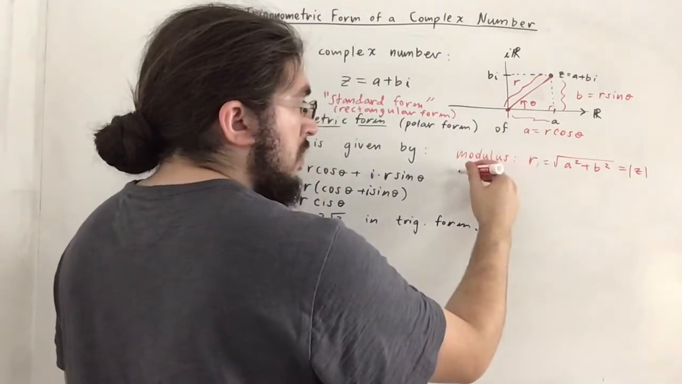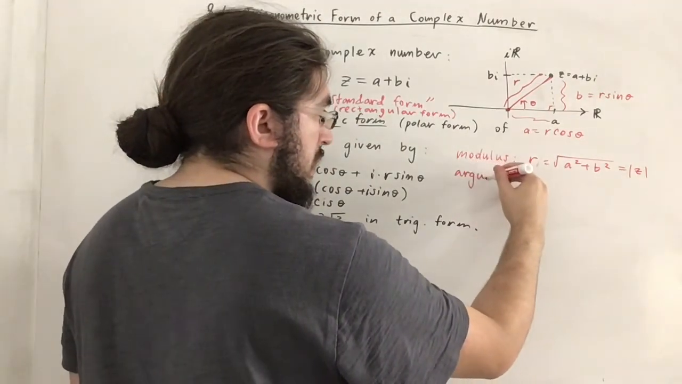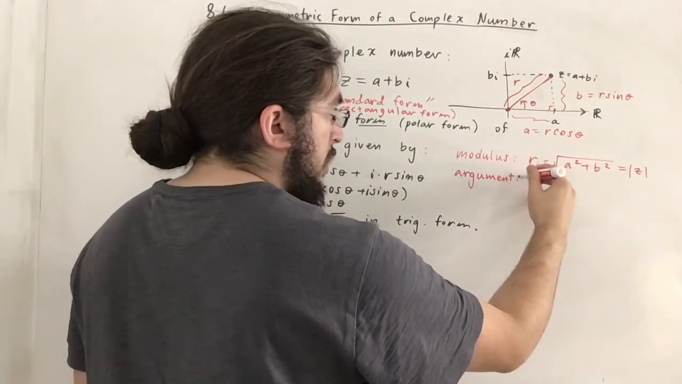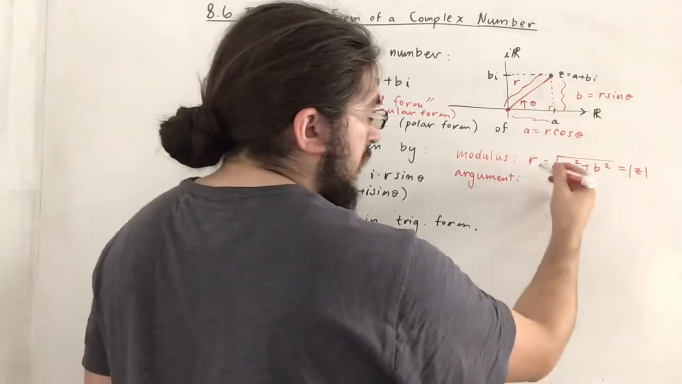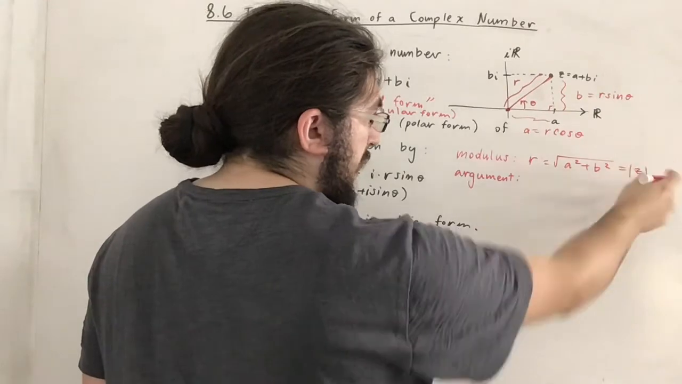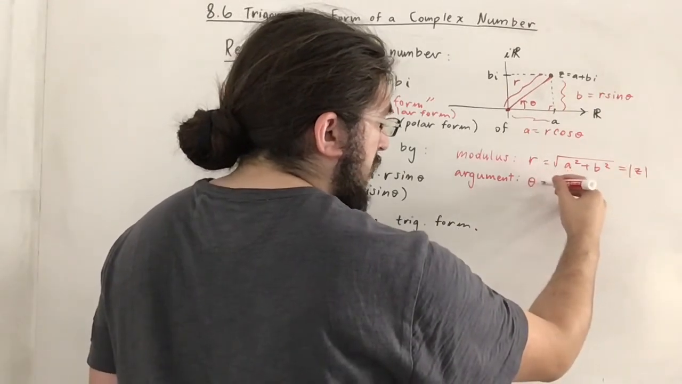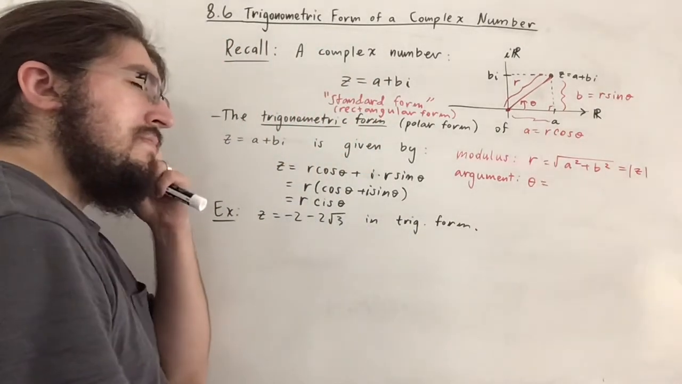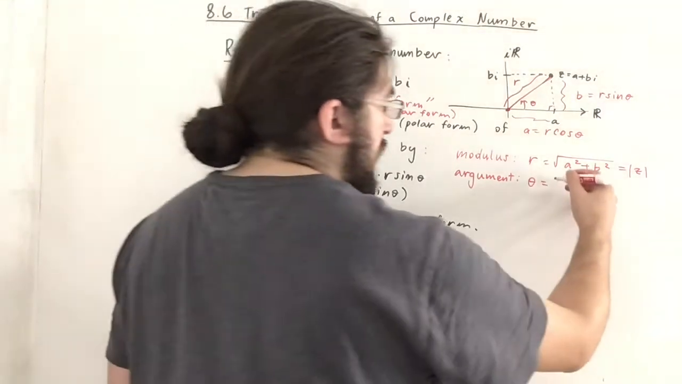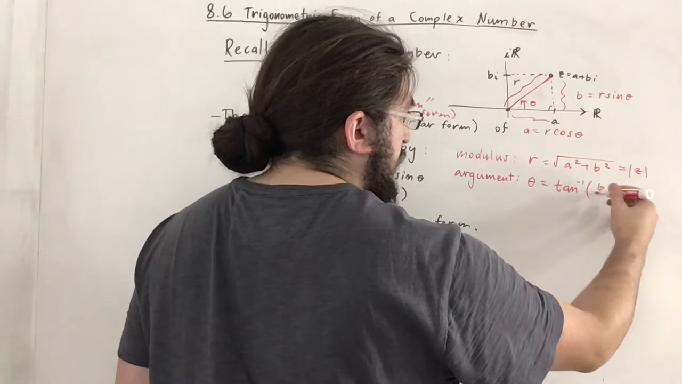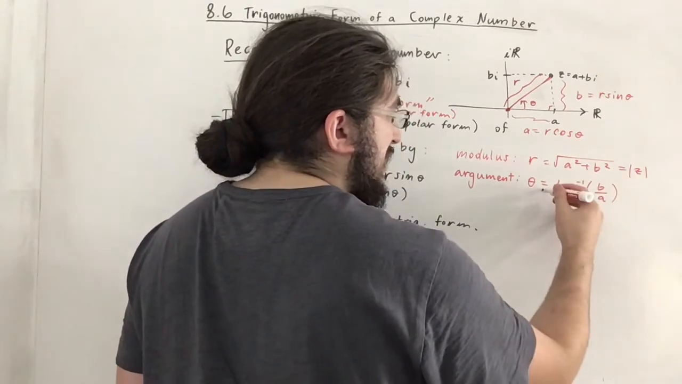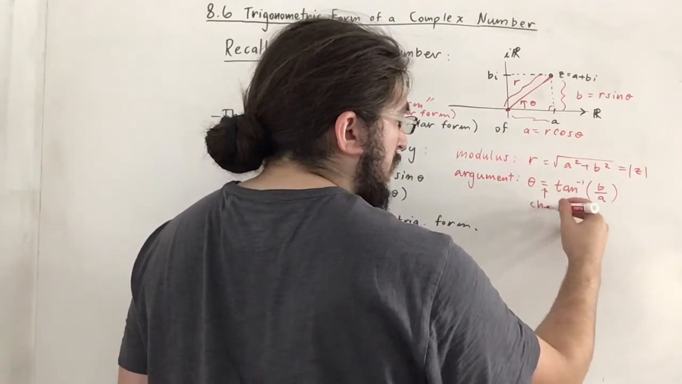Okay, the angle is known as the argument of the complex number. So the argument, you can write it as arg of z, but I'll write that afterwards. And that's theta. And theta is, well, I'd like to say that theta is tangent inverse of b over a, but this isn't necessarily true. You have to check with the quadrant.